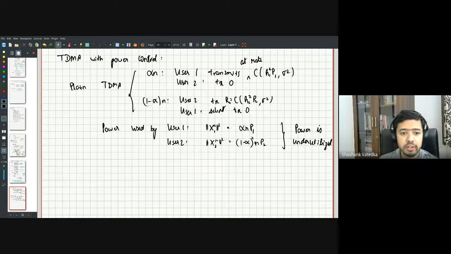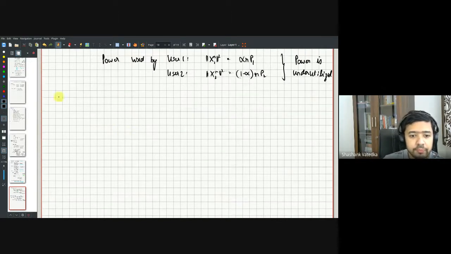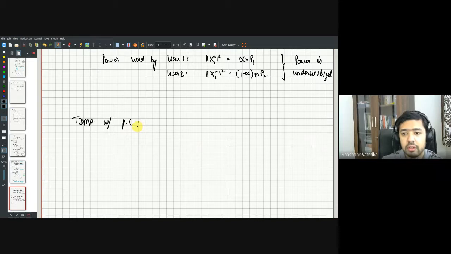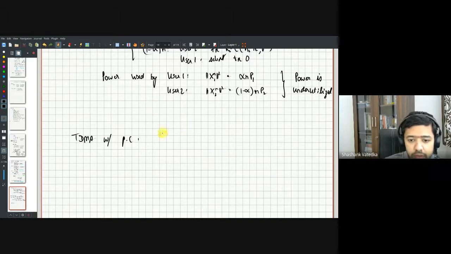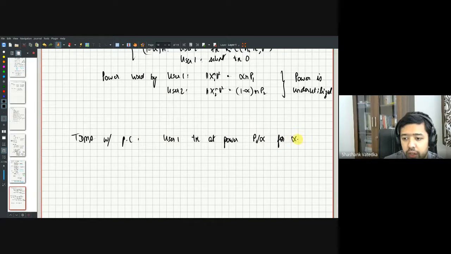So obviously we can do better. One obvious way of improving this is what I call TDMA with power control. You basically just pump in more power for those alpha n channel uses. So user 1 transmits at power P1 by alpha for alpha n channel uses.